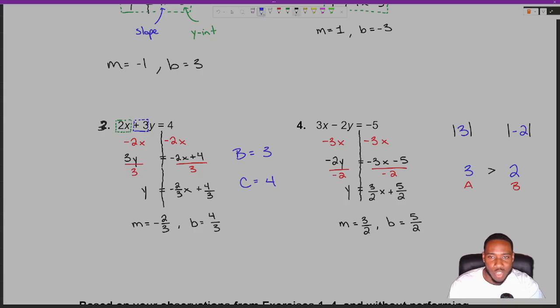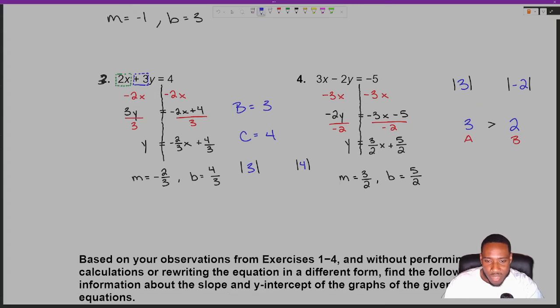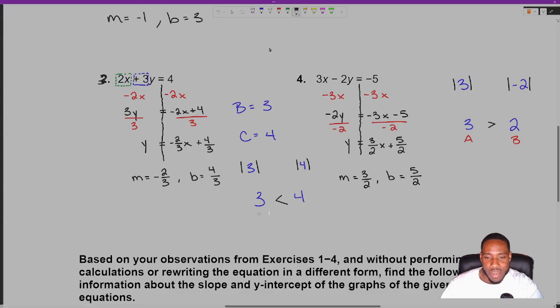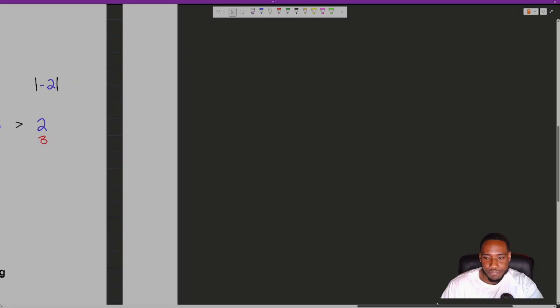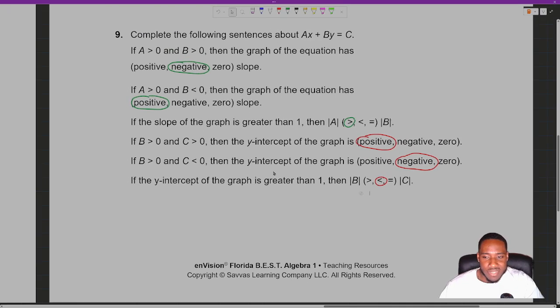All right? And so again, we're doing the same thing here. Absolute value of b compared to the absolute value of c, 3 and 4. Now, because these are both positive, there's not much thinking to do. 3 is 3 spaces away from 0 on the number line, and 4 is 4 spaces. And so we would say that the absolute value of b must be less than the absolute value of c. And so that's what we're going to put right here. All right? And so that is that.